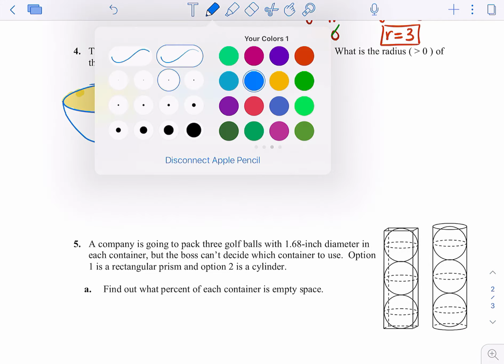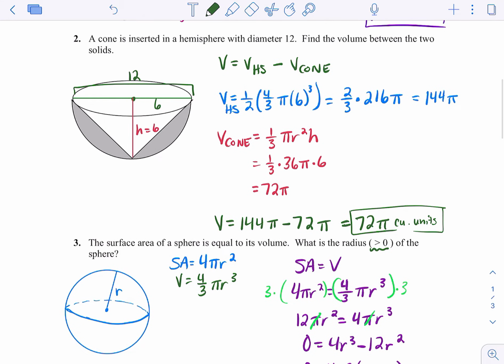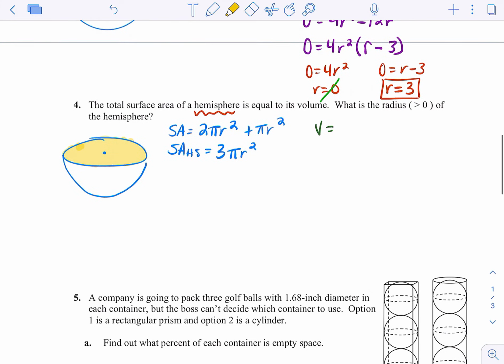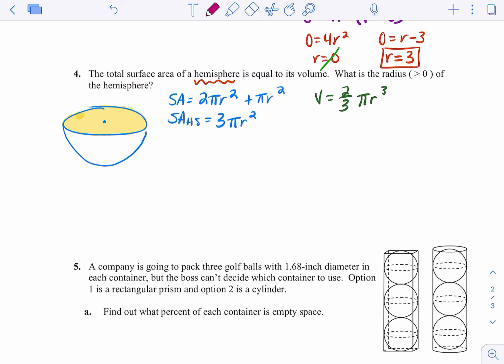Next up, for the volume, remember before when we divided it in half, it made it 2/3 pi r cubed? Well, half of 4 is 2, and so that would make sense to us that for a hemisphere, the volume should be 2/3 pi r cubed. And you can use that relationship if that's helpful to you. So now, just like we did before, if they're equal, we're going to set up those equations and set them equal. So that means 3 pi r squared is equal to 2/3 pi r cubed.